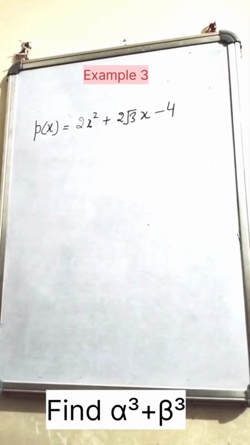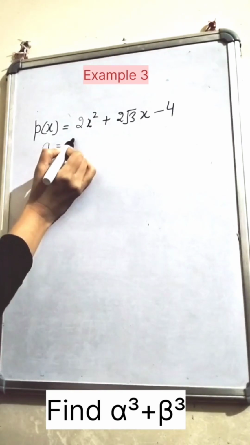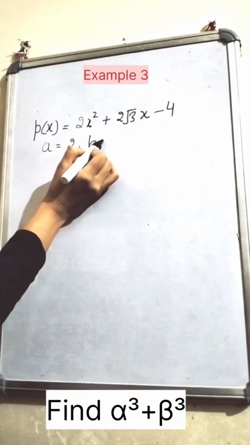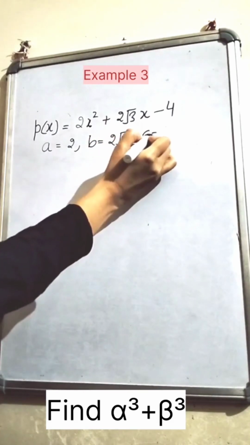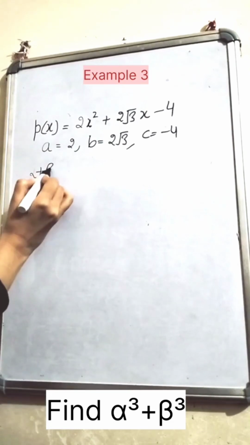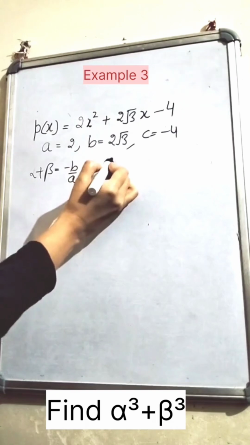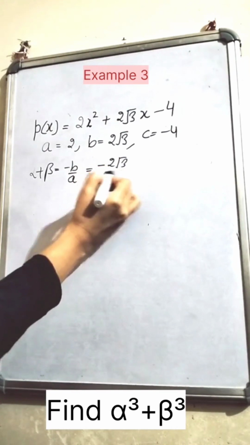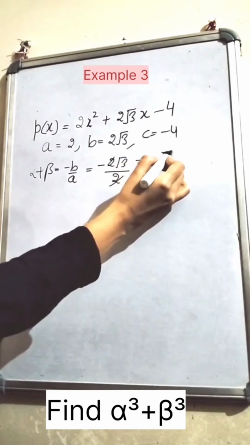हम देखेंगे कि रूट वाले क्वेश्चंस को कैसे सॉल्व करेंगे. तो here a is the coefficient of x square which is equal to 2. B is the coefficient of x which is equal to 2 root 3 and C is the constant term which is equal to minus 4. Alpha plus beta is equal to minus b by a by formula. Minus b is 2 root 3 by 2. 2 से 2 cancel, is equal to minus root 3.